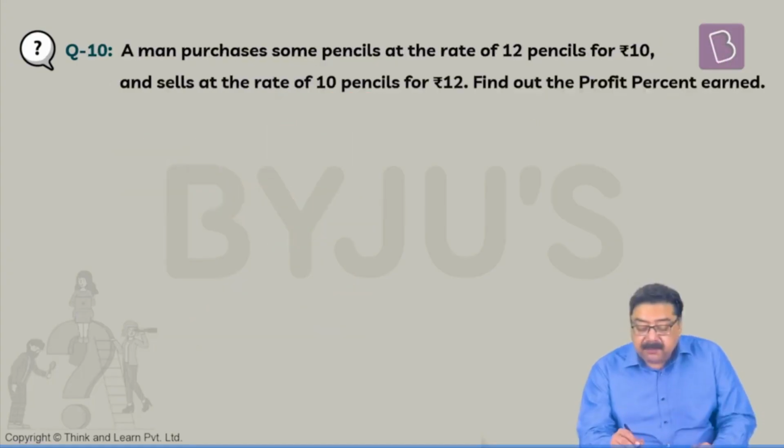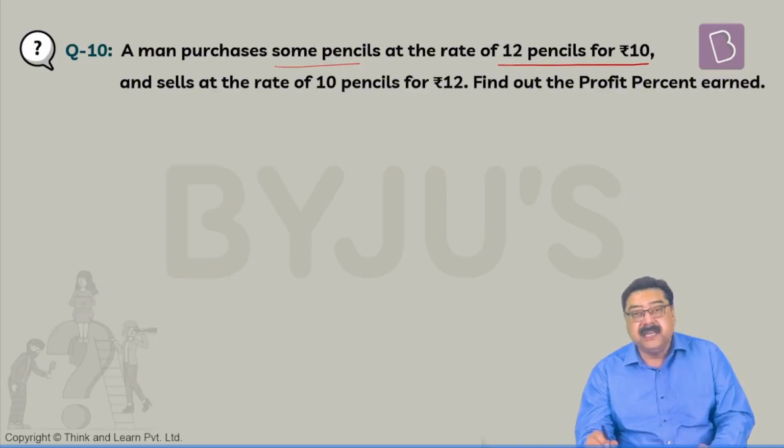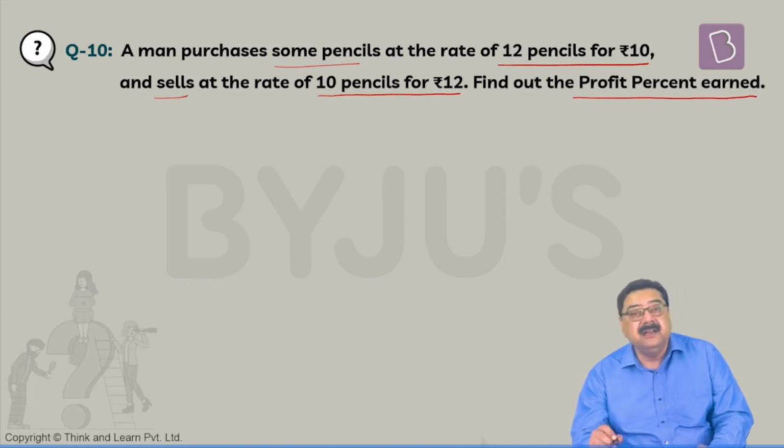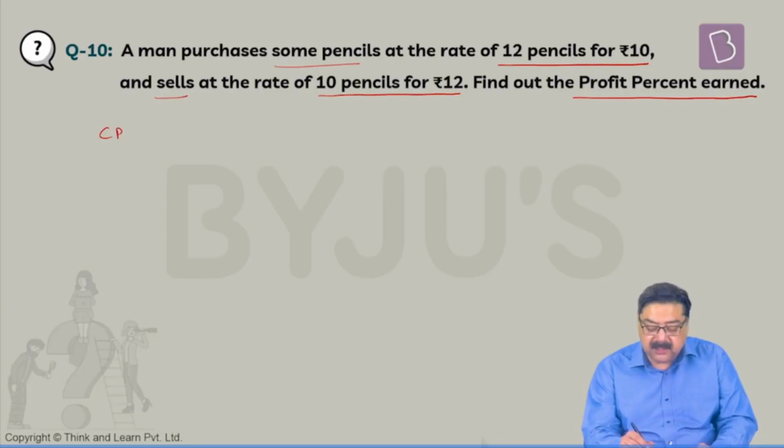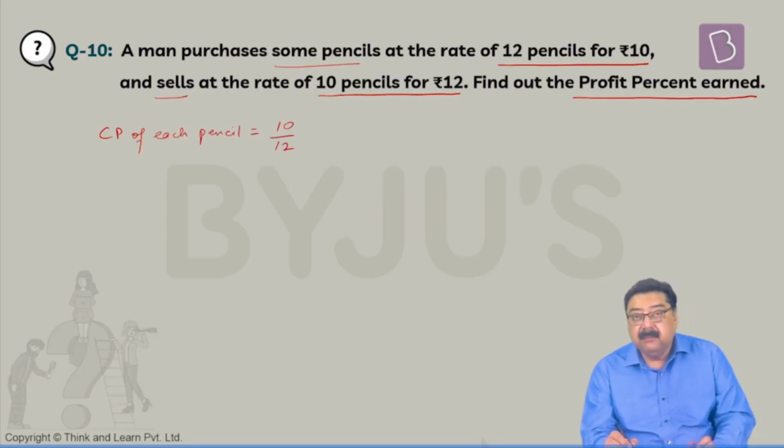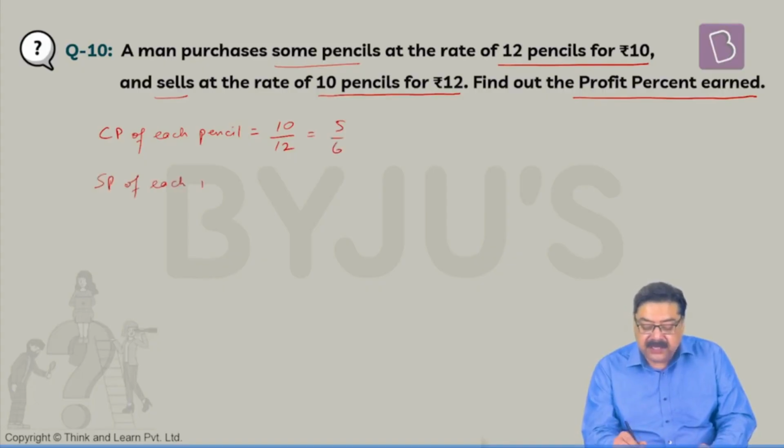Now, a man purchases some pencils at the rate of 12 pencils for rupees 10 and sells at the rate of 10 pencils for rupees 12. Now find out the profit percent earned. Now one way of solving this would be to find out the cost price of each pencil. That should be rupees 10 by 12 pencils, that is 5 by 6. Then the selling price of each pencil, that is for 12 rupees 10 pencils are sold, so it should be 6 by 5.